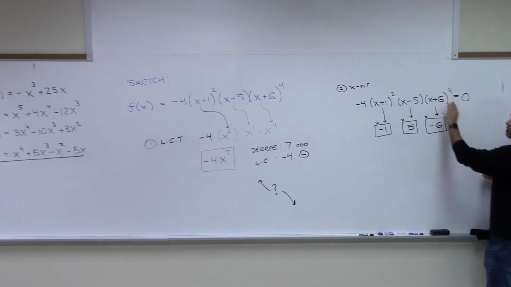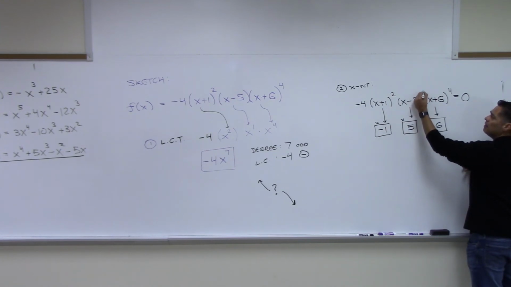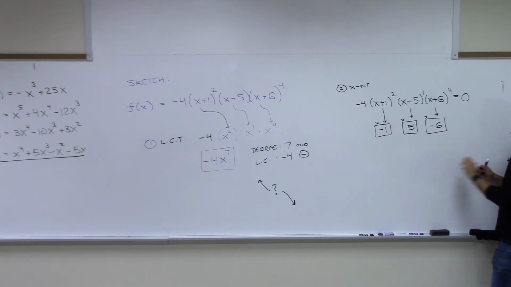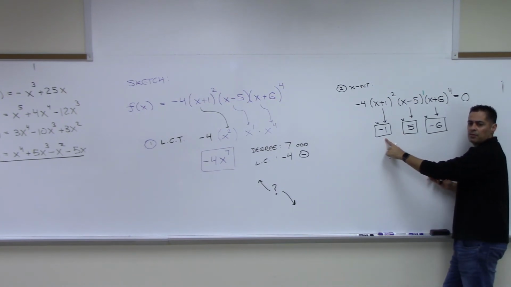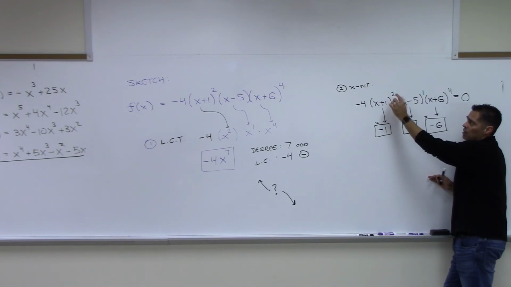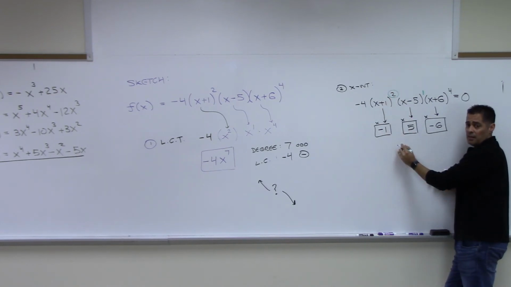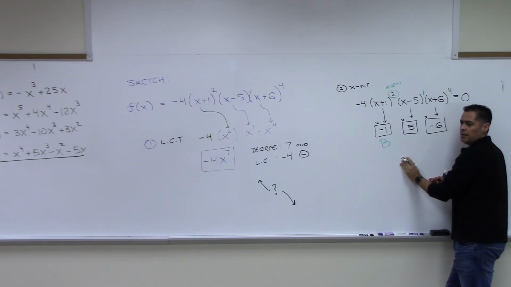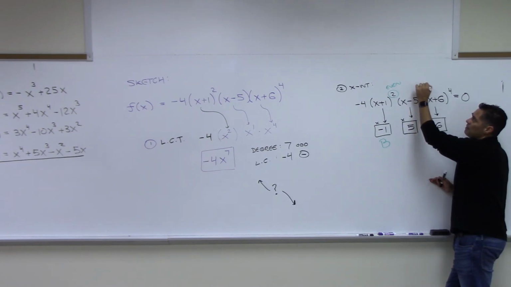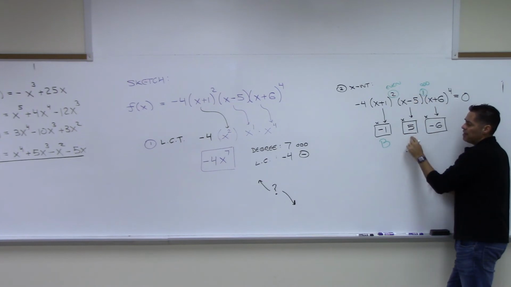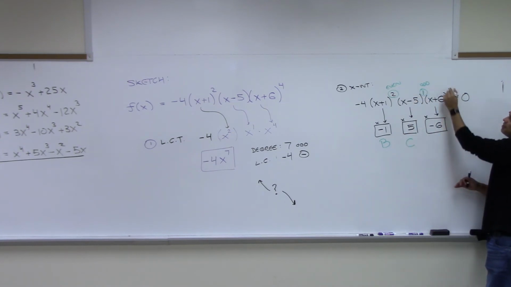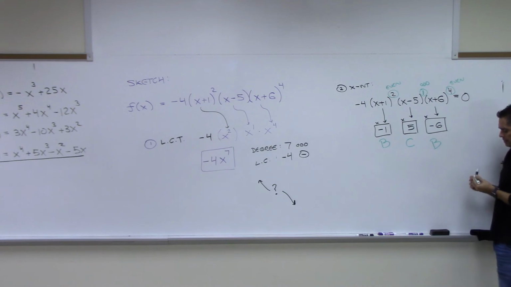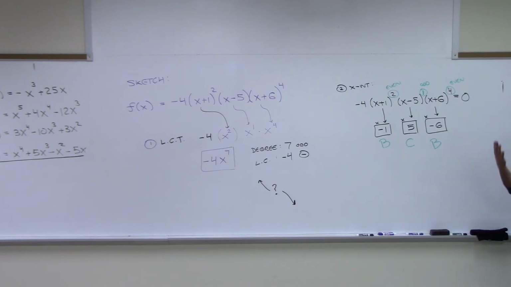Multiplicity, right? So I'm going to go back and look at the powers on the factors here. There's a 1 there, there's a 2 here, 1 here, 4 here. So what's going to happen at negative 1? Am I going to cross or bounce? What's the power? 2. 2 is even, right? If that's an even number, even means we're going to bounce. I'm going to put B for bounce, okay? The power here is odd. When it's odd, we cross. So at this x-intercept, we cross. And then here, this is 4, that's even. Even means we bounce. So at negative 6, I bounce. And that's everything we need to draw.